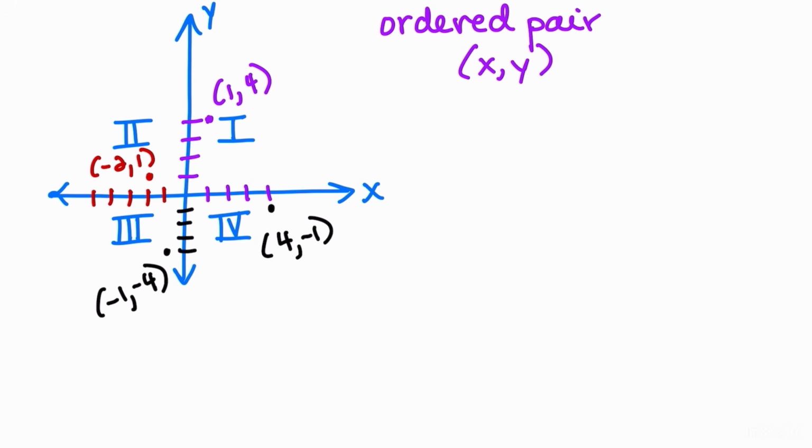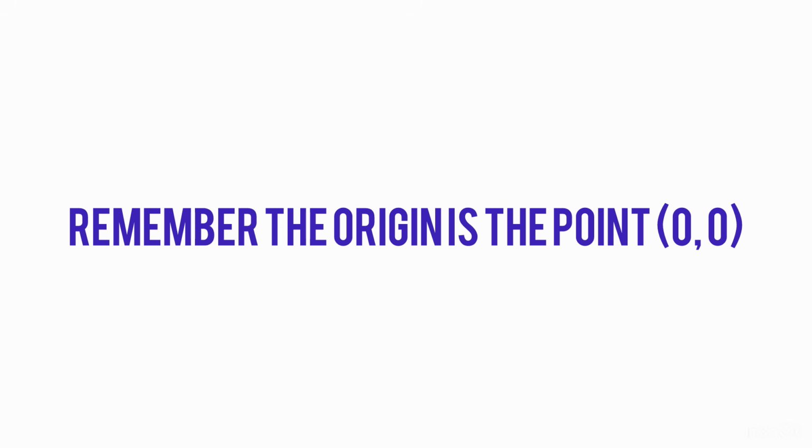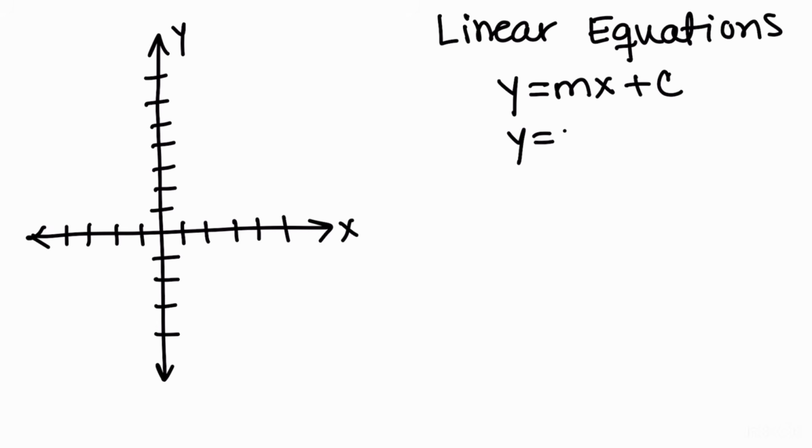Then in the fourth quadrant, I have positive 4 and negative 1. Your x-coordinate is positive and your y-coordinate is negative. So these are the basics of what you need to remember about the coordinate plane. We're going to move on to a linear equation.